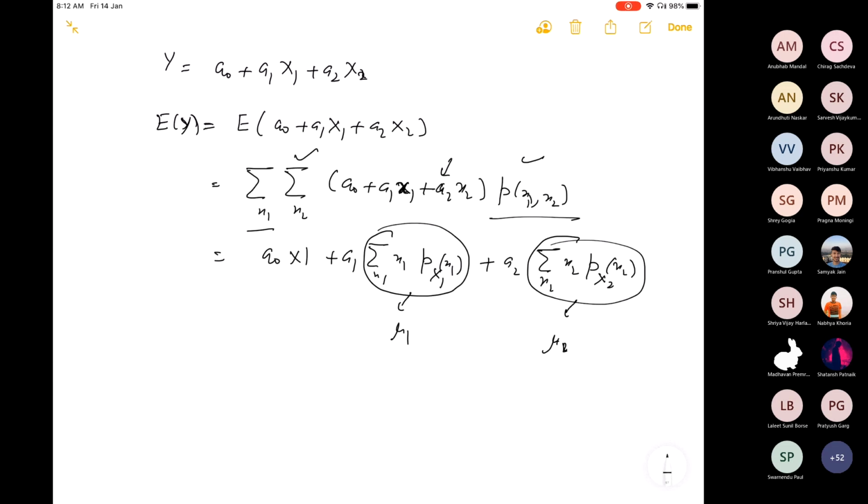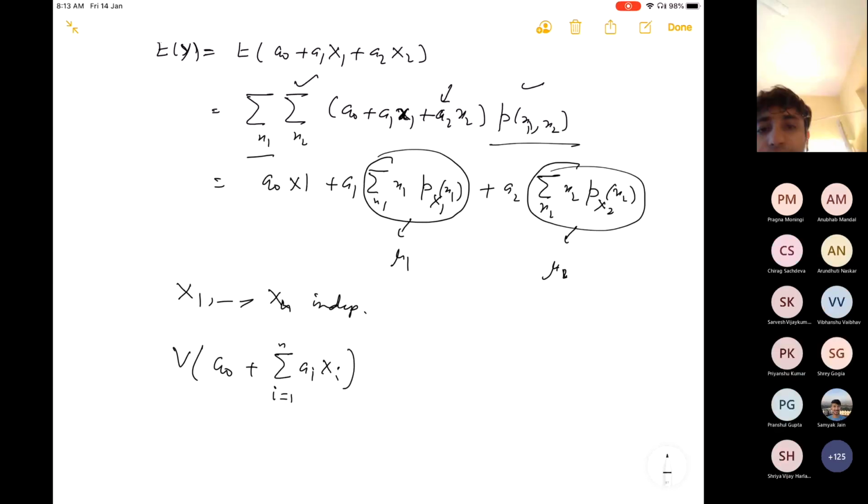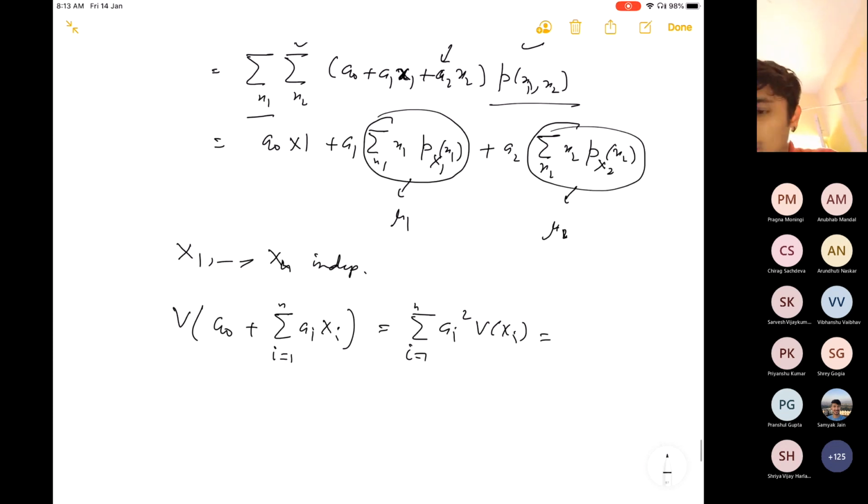Now let us say that additionally we assume that x1, x2, xn are independent also. Then the variance of a naught plus summation ai xi, i from 1 to n, will be summation ai square variance of xi, i from 1 to n. That means this will be summation ai square sigma i square, i from 1 to n.